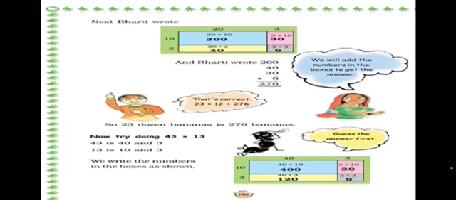So how to find out 23 multiplied by 12? So we can do it the same way. So 23 is 20 and 3 and 12 is 10 and 2. So here first we are doing 20 and 3. So 20 multiplied by 10 is 200 and 3 tens are 30.